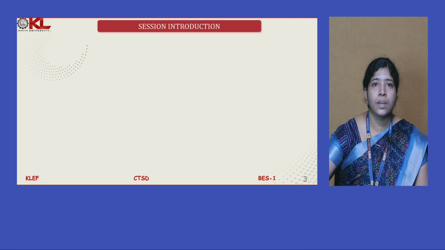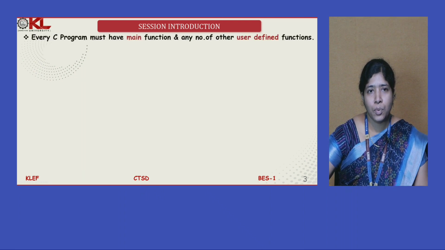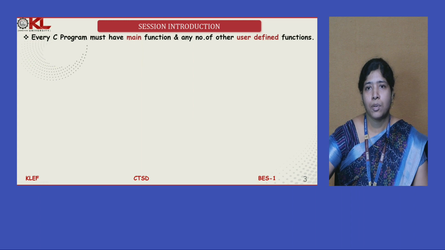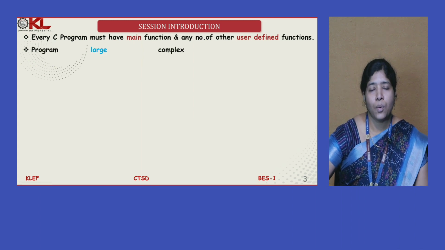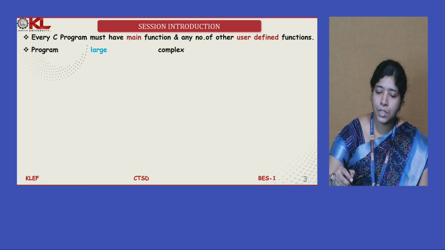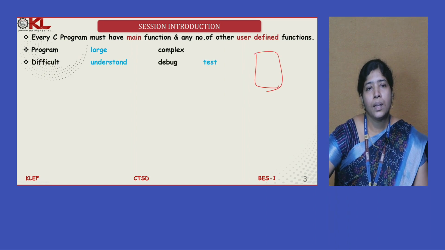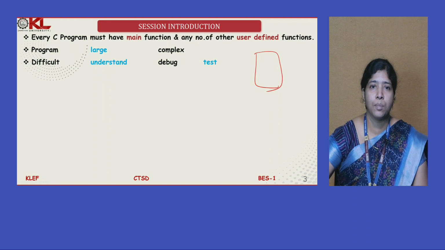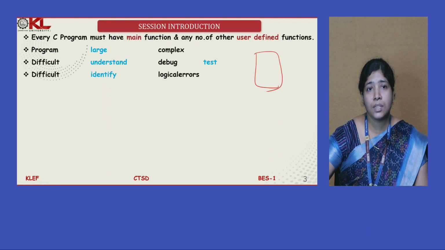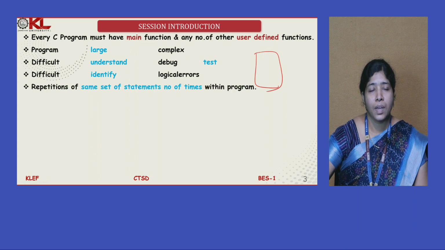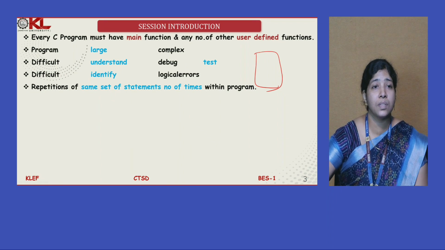Now let us have a quick introduction. Every C program must have a main function and any number of other user defined functions. Now what is the necessity of a function? Whenever we have a program with a large complex code, it can be difficult to understand, and when we debug the program, the testing may take a lengthy process, and it is also difficult to identify the logical errors. And the same set of instructions can be repeated n number of times within the program.